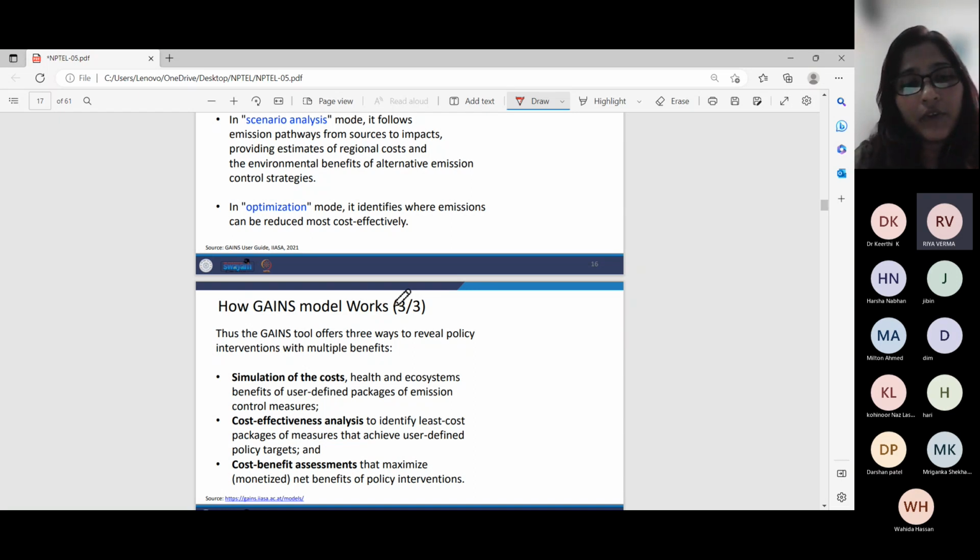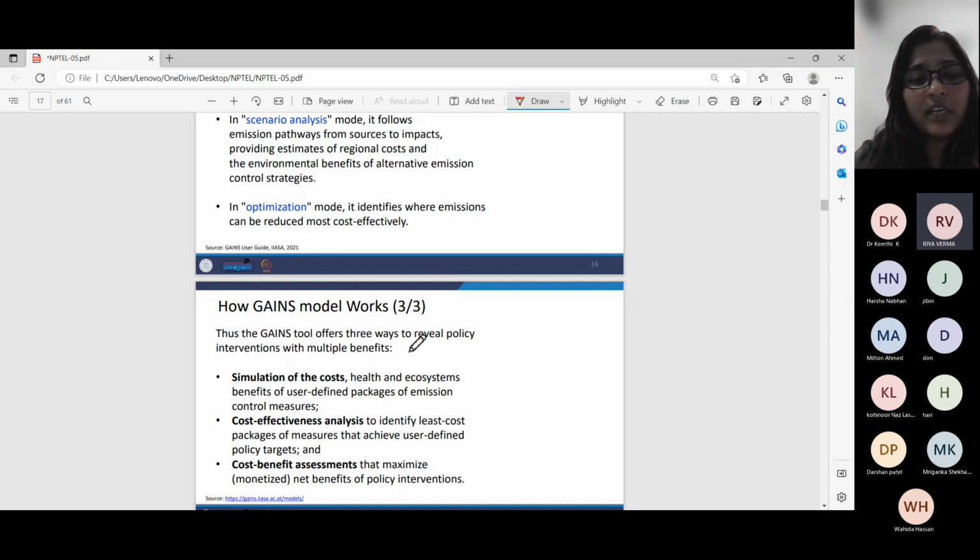Then is your cost effectiveness analysis. Here we identify the least cost packages of measures that achieve user defined policy targets. Here we are not much concerned about your health outcomes or your ecosystem or the other environmental things. We just take that measure, which is the least cost package.